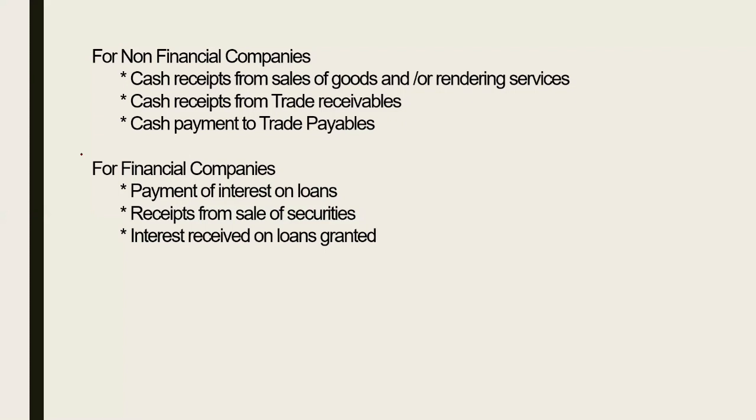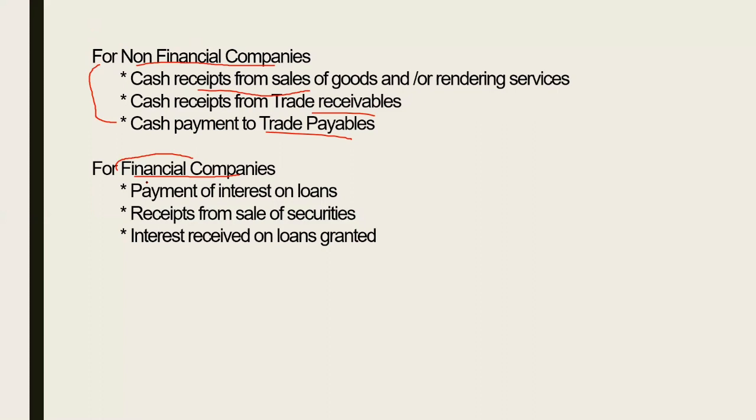Then coming to here, we are also having two types of companies, that is non-financial companies and financial companies. Okay, for non-financial companies, the operating activity can be cash received from sales, or cash received from debtors, or cash paid to creditors. So this is for non-financial company.